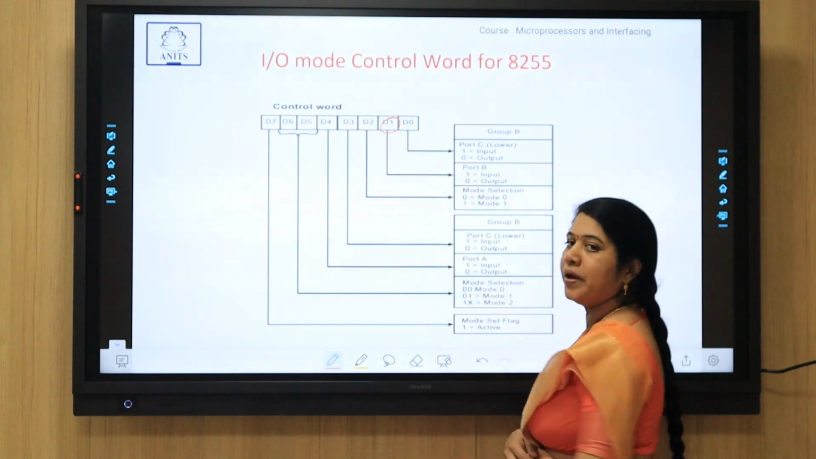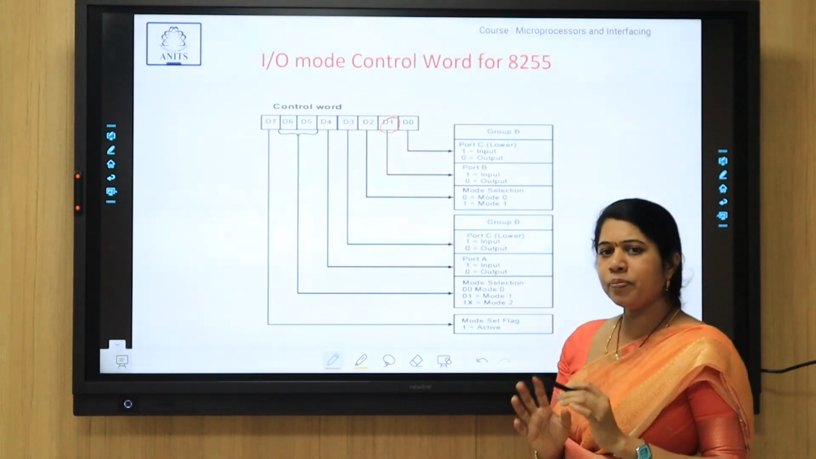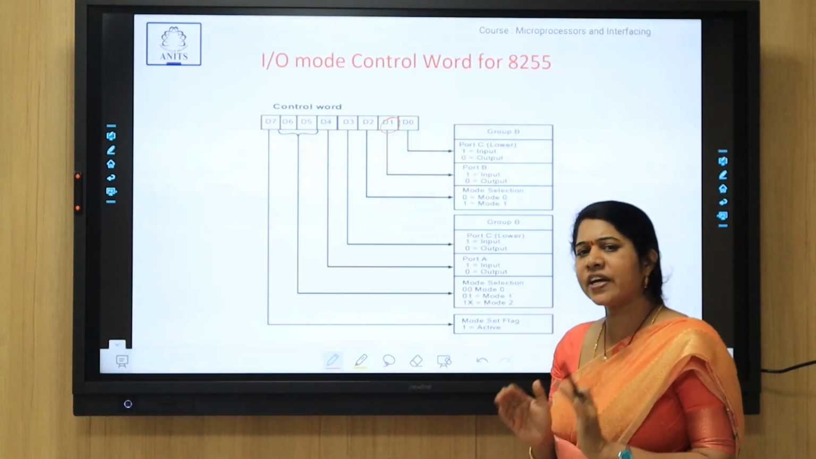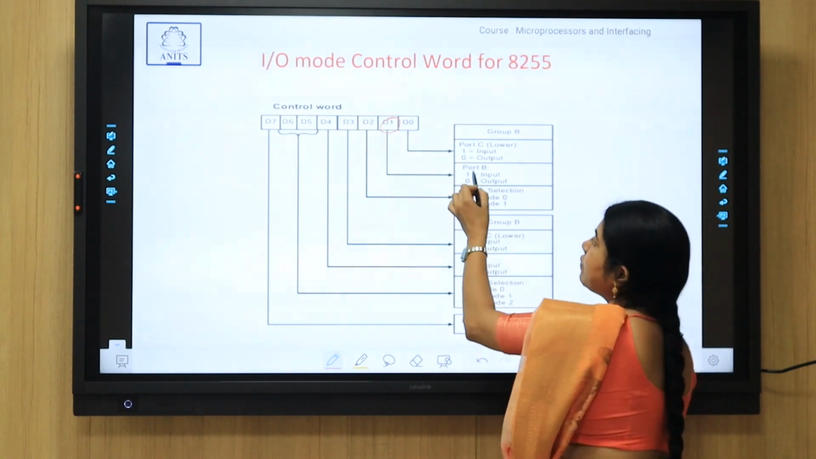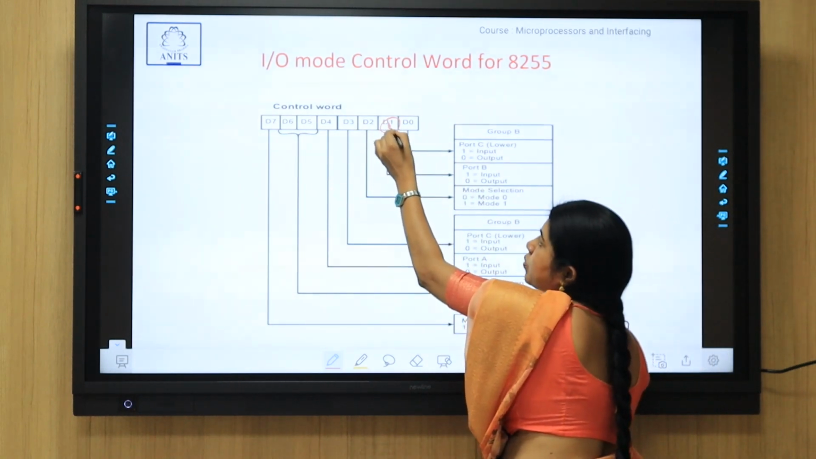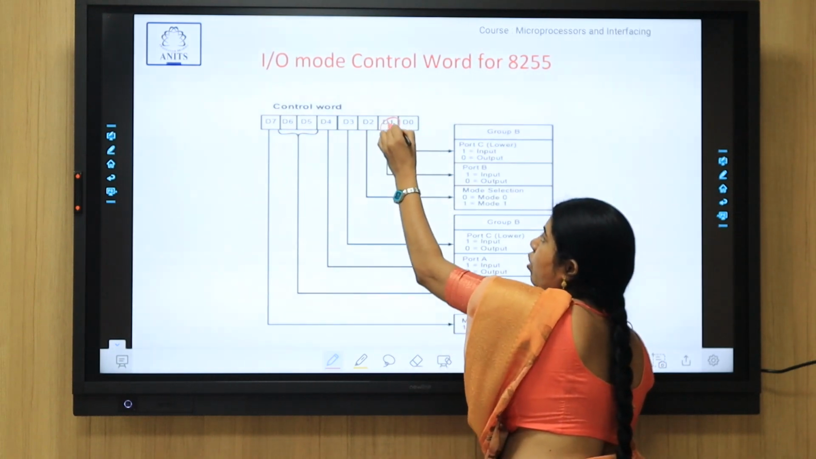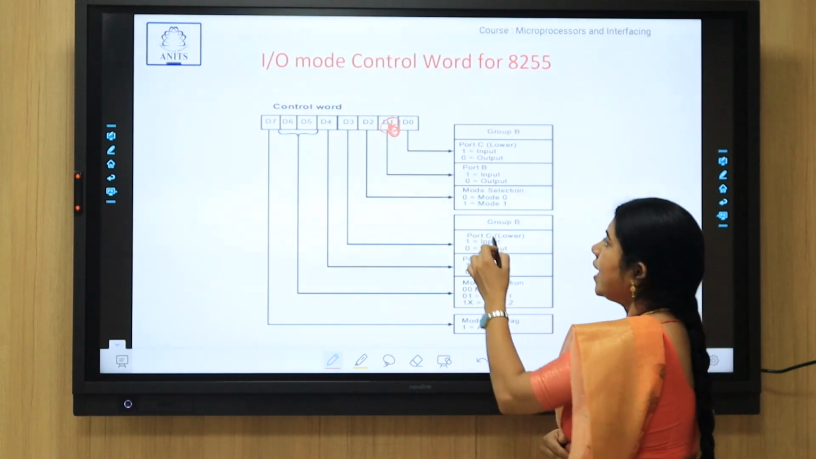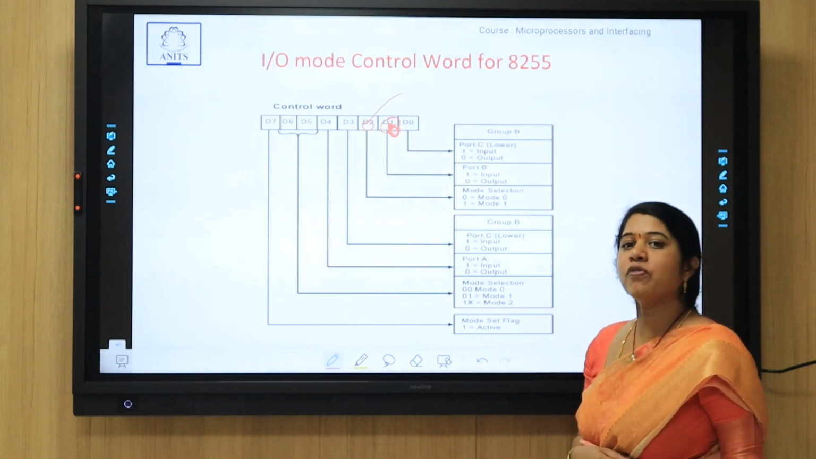This bit is used to represent port B. Port B, port C, port A can be used as input ports or output ports, depending on the requirement. For example, if you want to operate port B as an input port, you have to set this bit as 1. Otherwise, if you want to operate port B as an output port, this must be 0. Like that, this bit is used to represent the mode of port B.